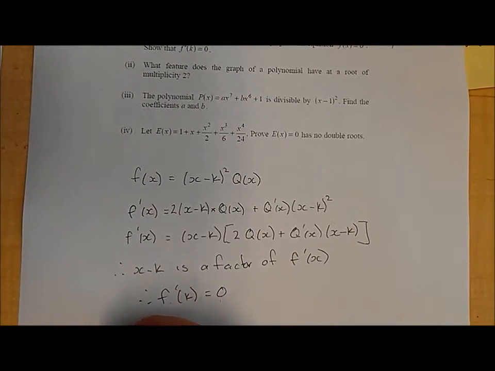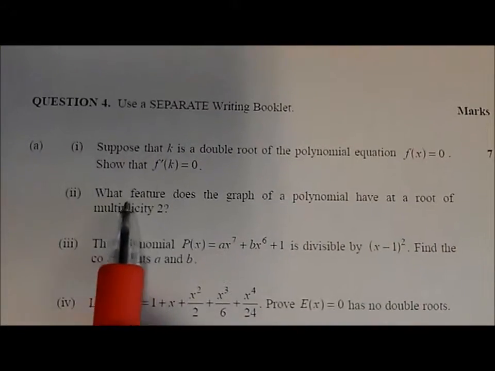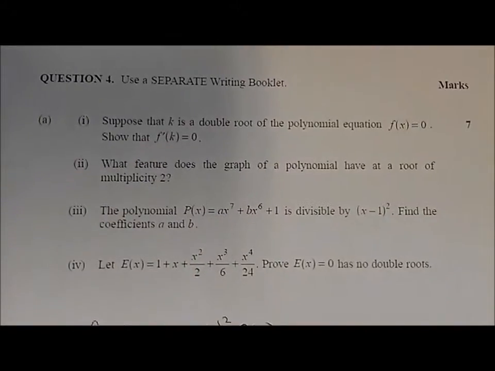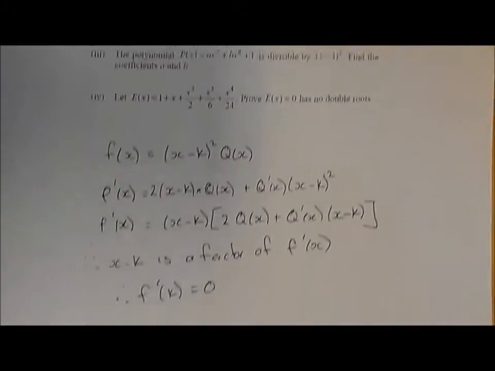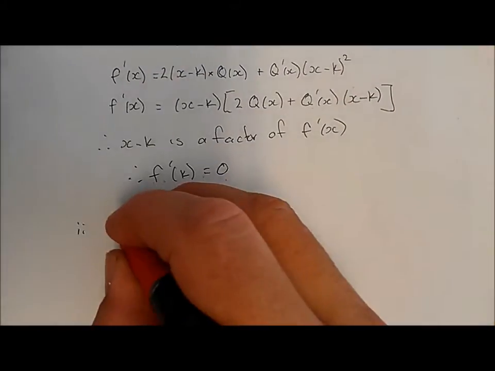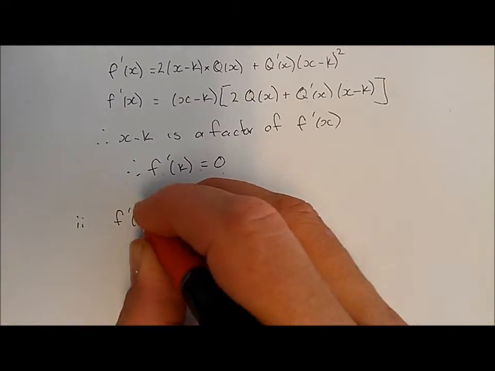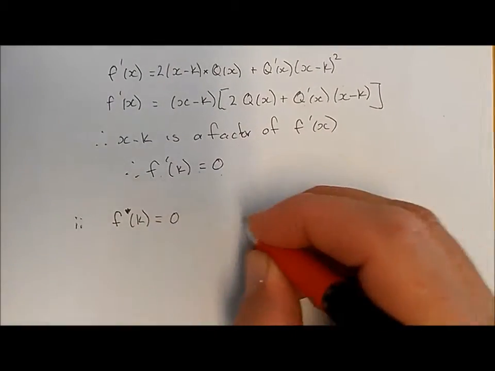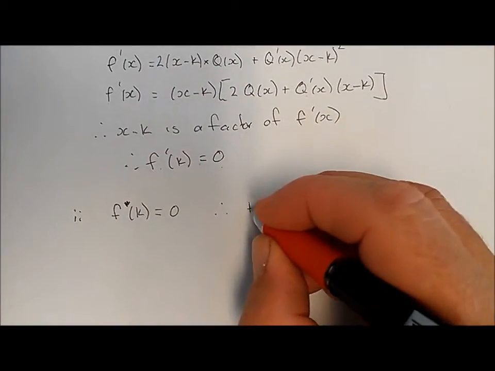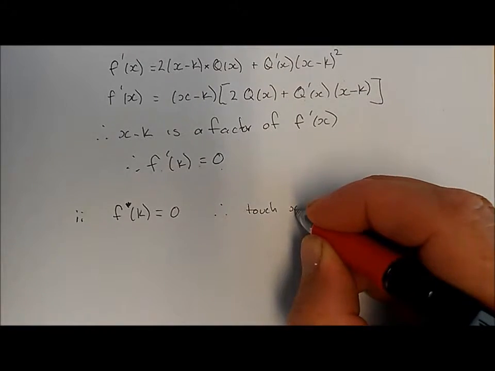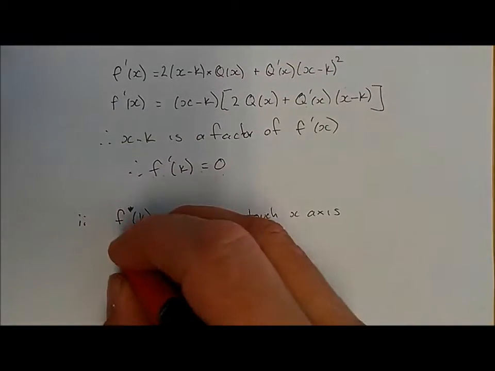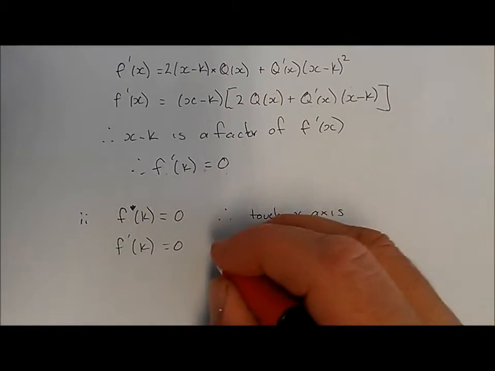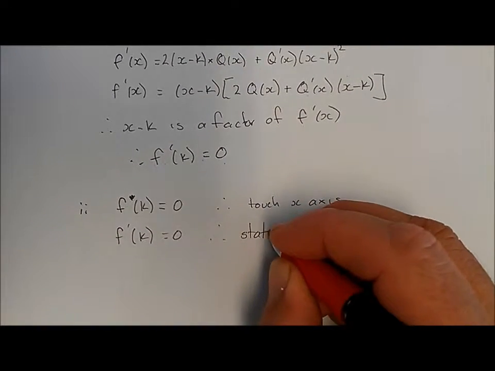So part 2 says, what feature does the graph of the polynomial have at a root of multiplicity 2? So if we think that one through, we know that f of k, where k is our root of multiplicity 2, to start with is 0. So therefore, it's going to touch the x-axis. f dash of k is also equal to 0. So therefore, it's a stationary point.